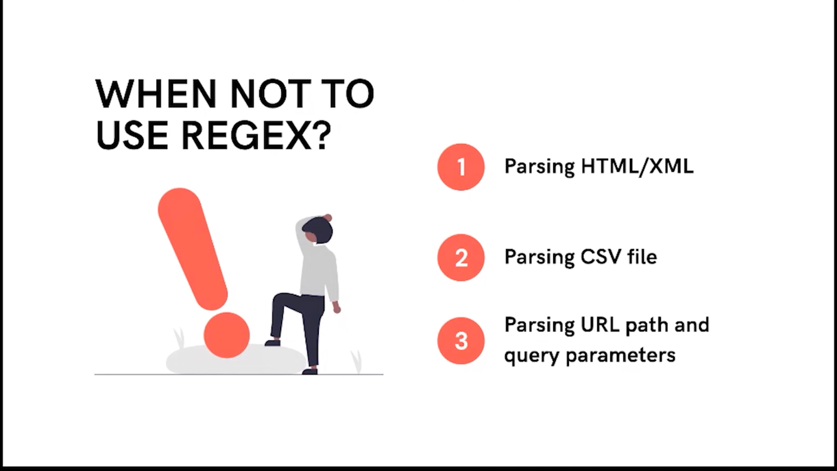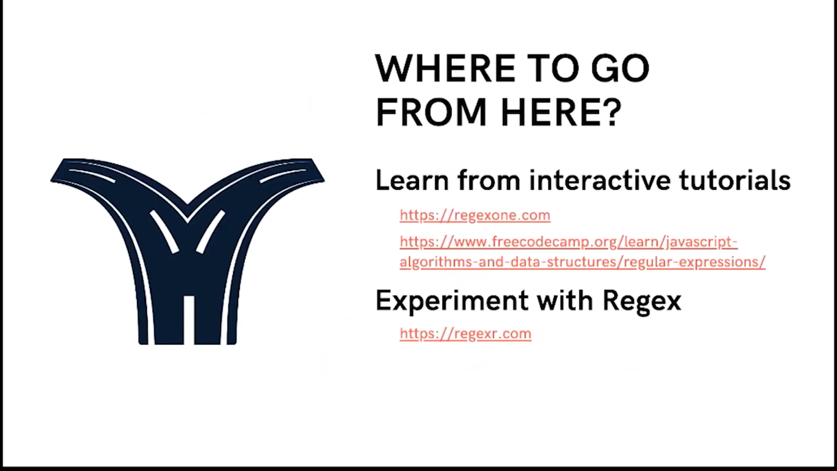Same thing for the URL path and query parameters. Sometimes you want to know what domain name your web application is currently running on, or extract query parameters. Those are better done using built-in libraries, or any libraries that are made to handle that.